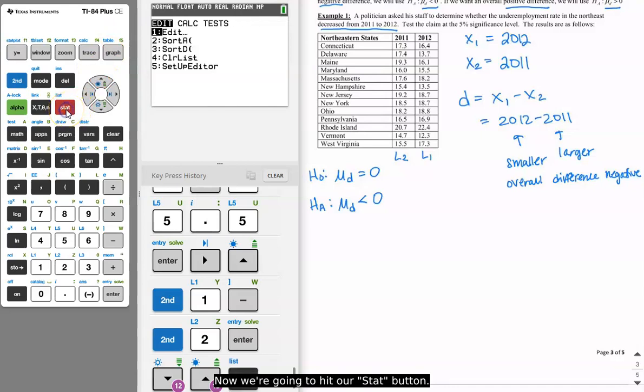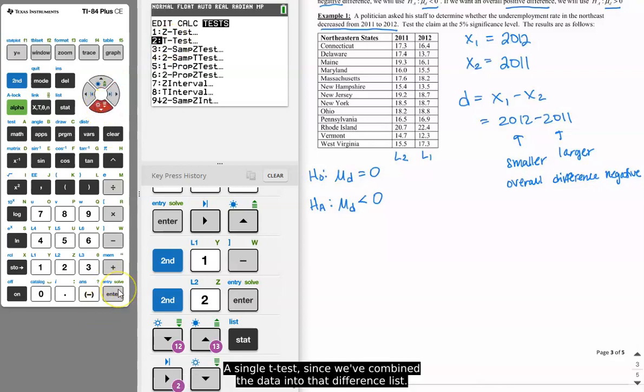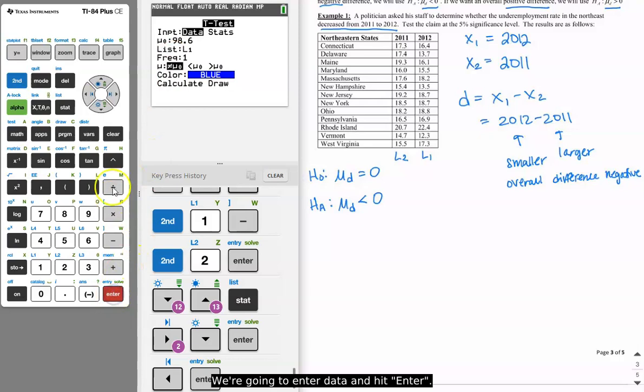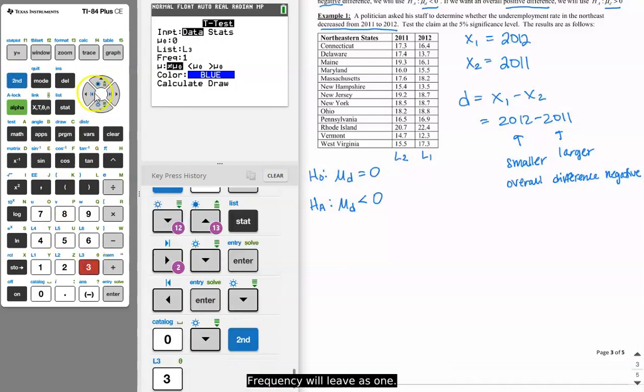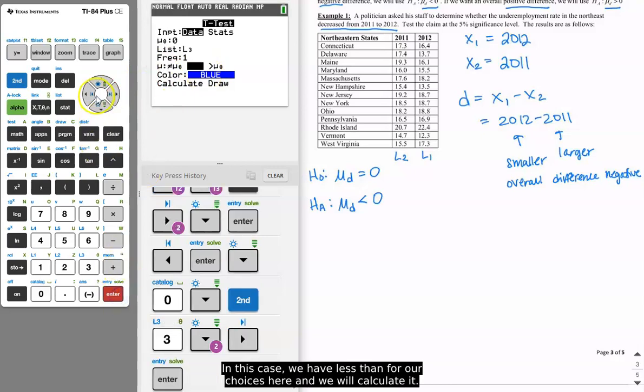We're now going to hit our stat button and go over to test, and we want just a single t-test, since we've combined the data into that difference list. We do have the data, so we're going to choose data and hit enter. Now, mu naught is what we're saying, that there's no difference. For my list, we want L3, the differences. We don't want just one of the years. To get L3, hit second and then number 3. Frequency will leave as 1. In this case, we have less than for our choices here, and we will calculate it.